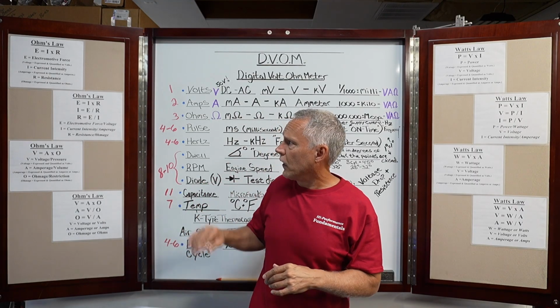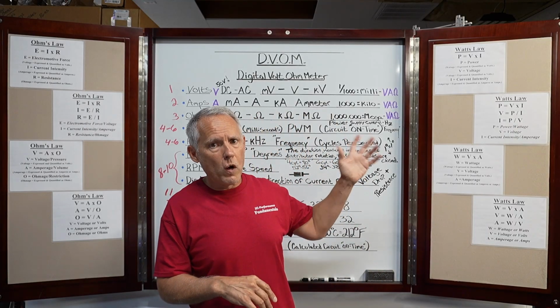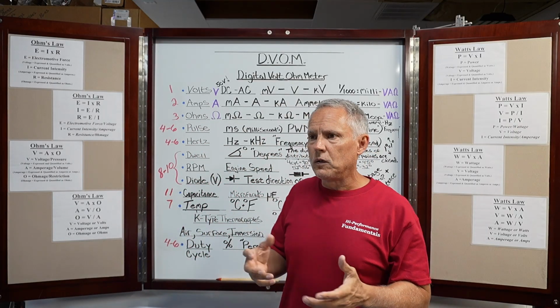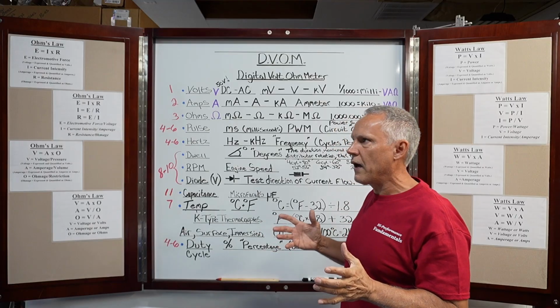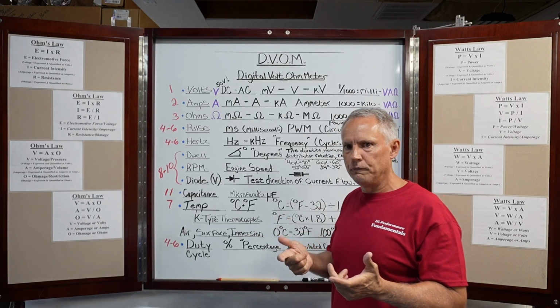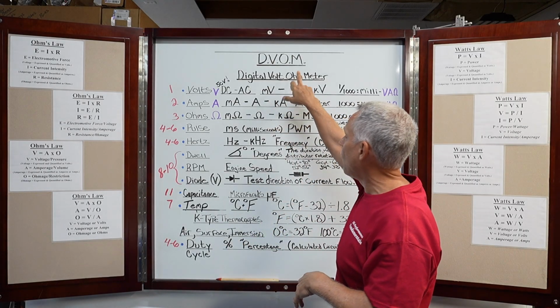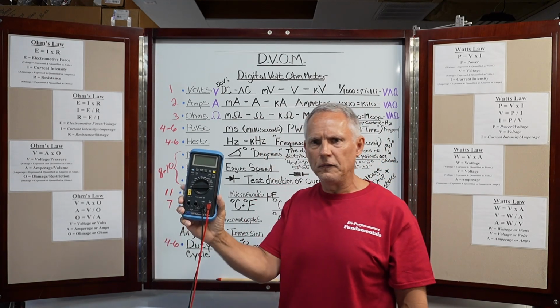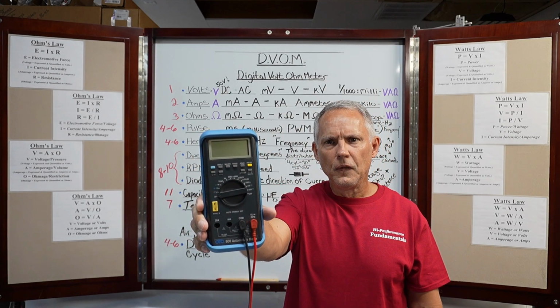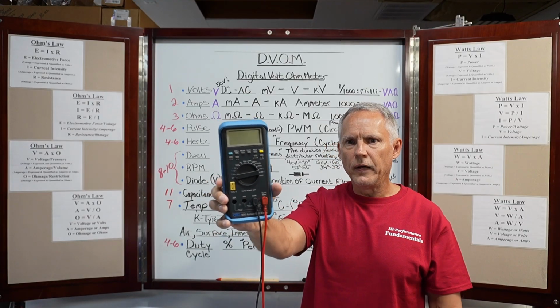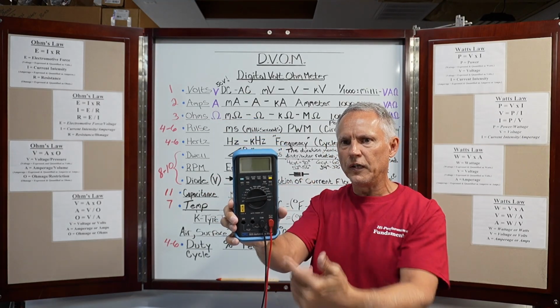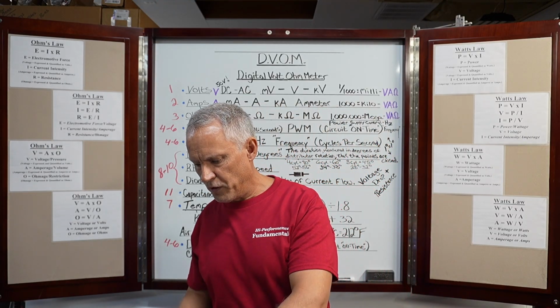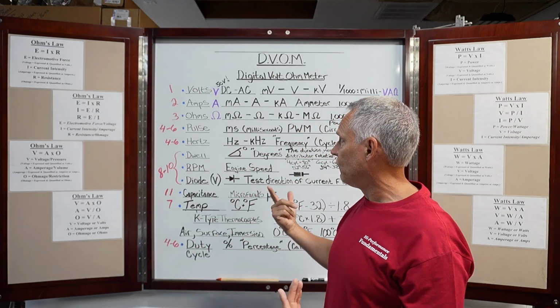Okay, so we've got Ohm's law and Watt's law out of the way. Now we have to find those values, and that's where your digital volt ohm meter comes in. Something like one on this line, right? Basically, that's what you're going to be using, with a little rotary dial and a bunch of different selections. But you're going to be using your DVOM to find these figures.